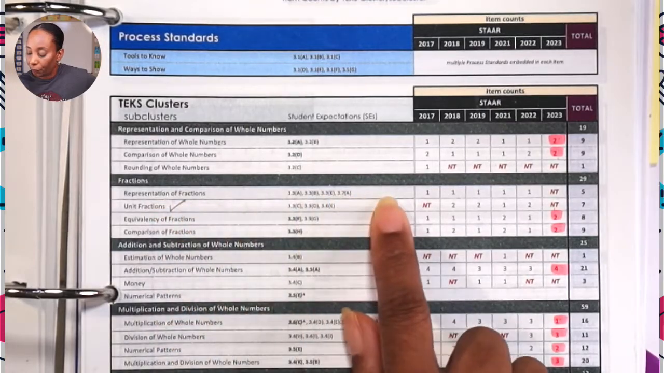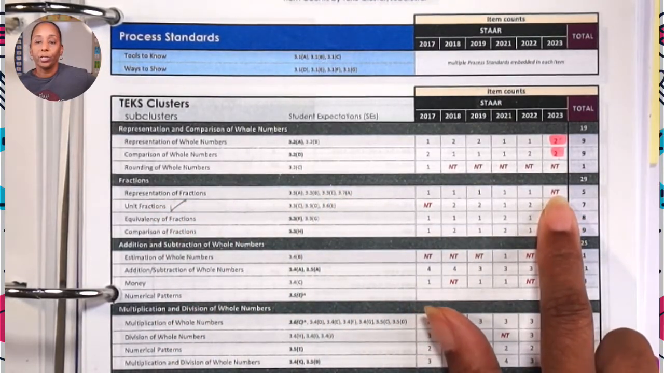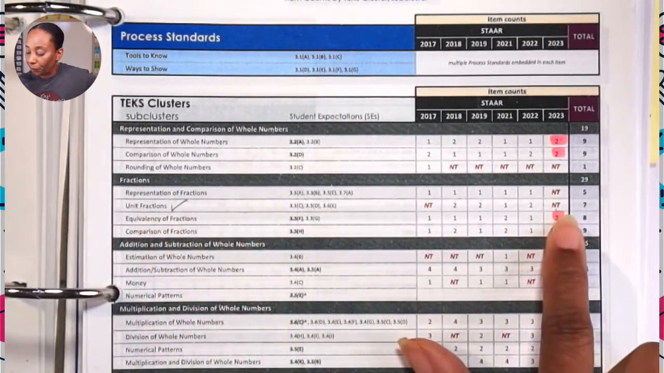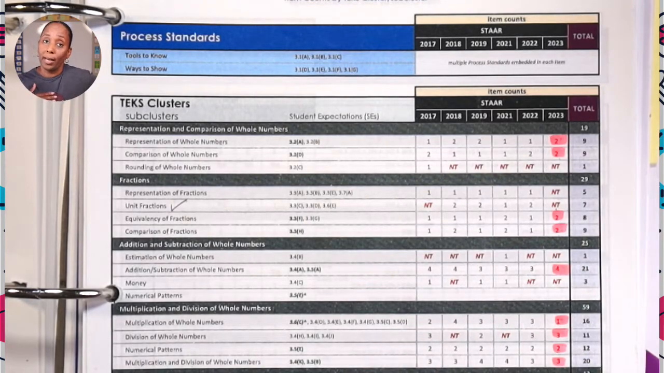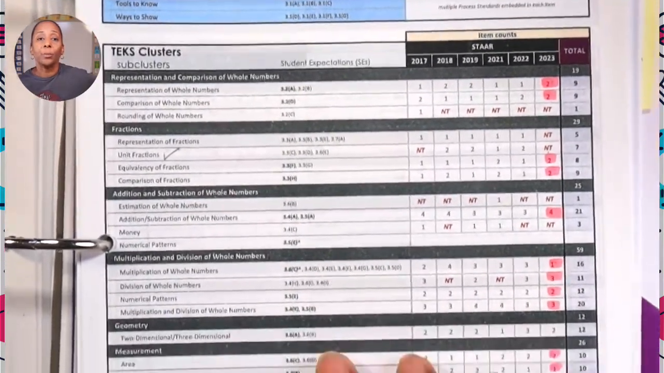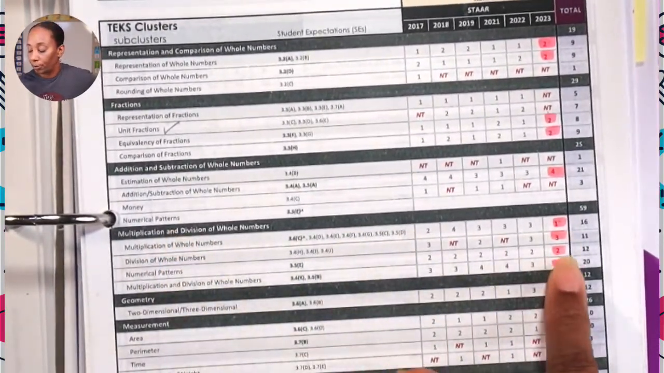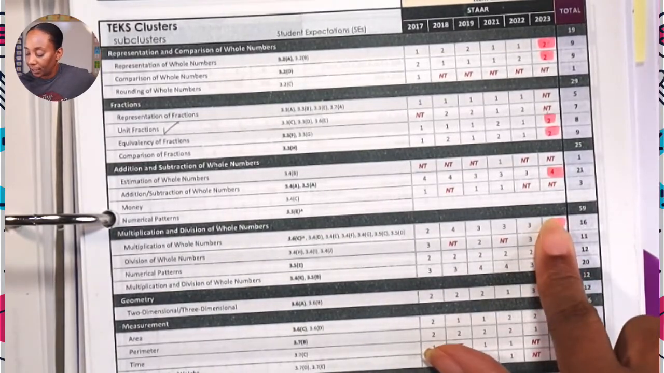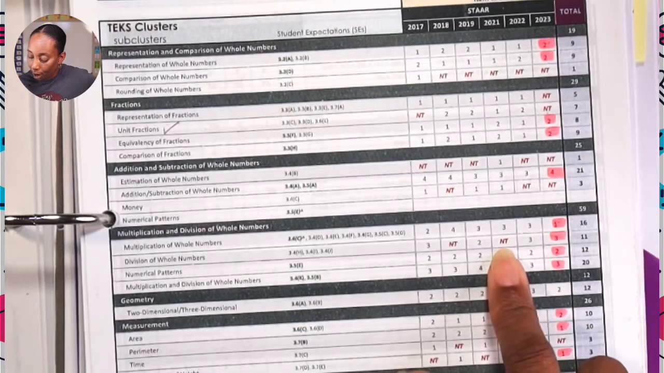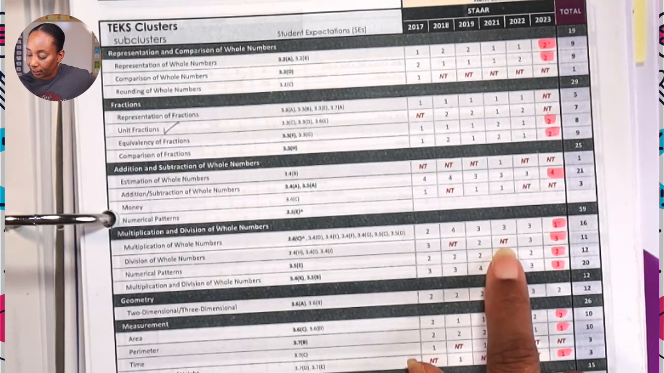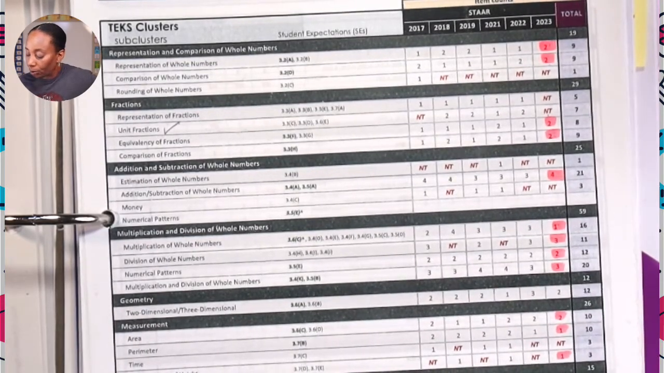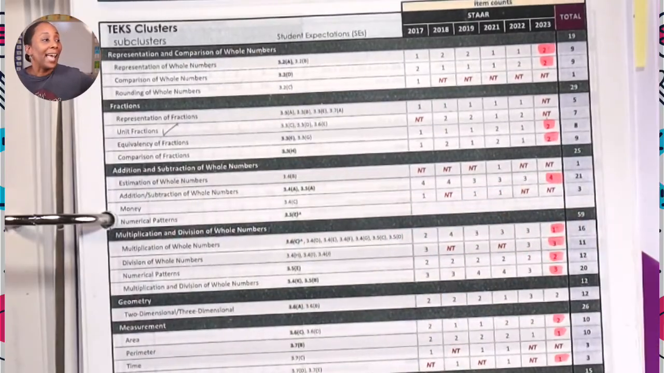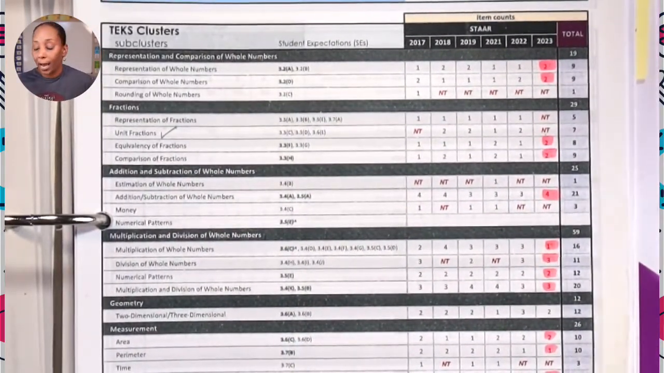So representation of fractions was not tested in 2023. Then it says unit fractions. It wasn't tested in 2023. But we teach unit fractions, or at least you're supposed to teach unit fractions anyway. As you can see, as we move down through multiplication and division, it has been tested every year. Only division of numbers was not tested in 2021, nor was it tested in 2018. So those are things that you need to look at and know your standardized test.